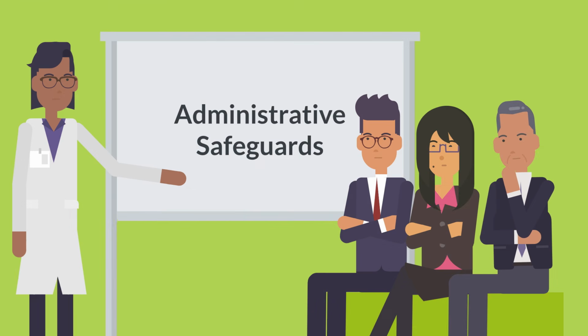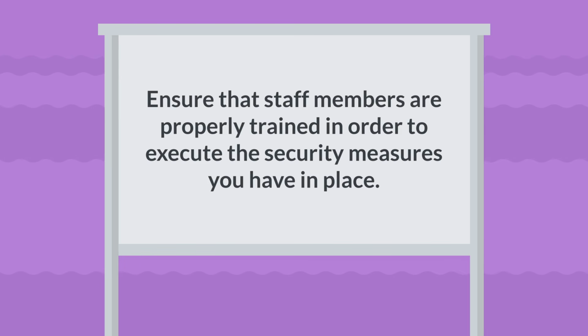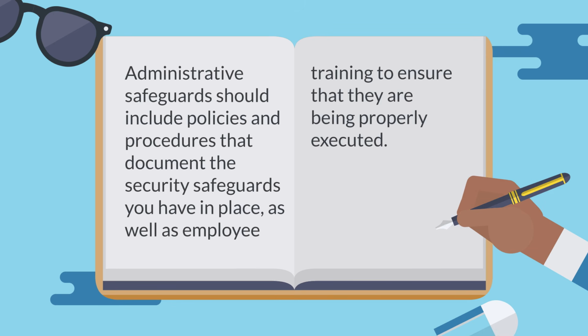Administrative safeguards ensure that staff members are properly trained in order to execute the security measures you have in place. Administrative safeguards should include policies and procedures that document the security safeguards you have in place, as well as employee training on those policies and procedures to ensure that they are properly executed.